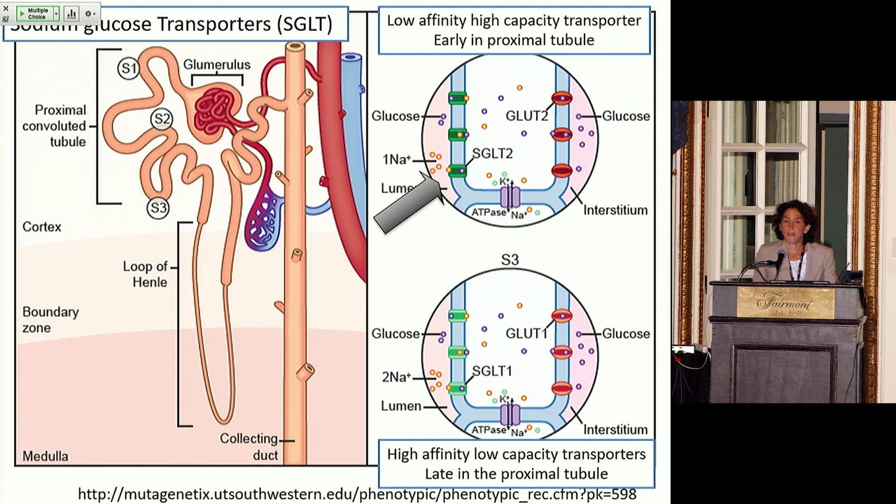So remember that glucose is normally reabsorbed also in the proximal tubule. And we have two transporters. We have the low affinity, high capacity transporters that are early in the proximal tubule, and this is where the drug targets. And we also have high affinity, low capacity transporters late in the proximal tubule that can clean up a little bit of what has been lost. And so when you block the sodium glucose cotransporter, you'll have losses of sodium and glucose. And so it's been observed in patients taking these drugs that they will actually also enjoy a small weight loss.